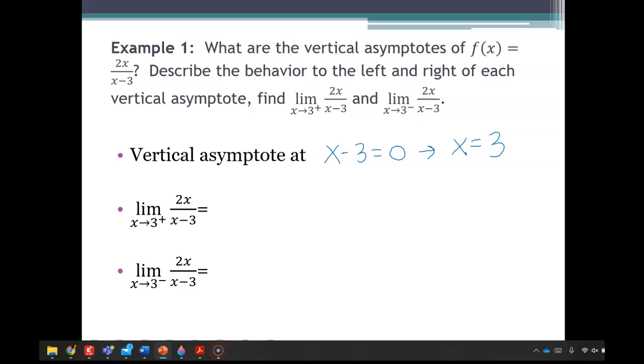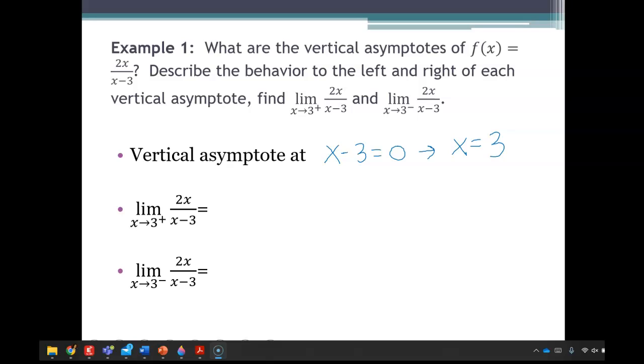Once you know the vertical asymptote is at 3, now you want to find the limit to the left and to the right, but we don't have a calculator. So you need to be able to determine the limit from the left and the right based off something relatively close to 3. If we're looking at 3 on the plus side, that's 3 to the right. So something near 3 to the right, but not the number 3, because if you plug the number 3 in, you get 6 over 0. So let's use 3.1.